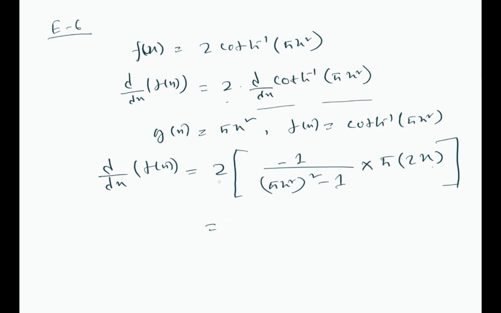So we can simplify this. 2 times 5 is 10, 10 times 2 is 20, so we can write 20x, right? Then in the denominator we can write 25 x to the power 2 times 2 is 4 minus 1. So this is the answer for this question.